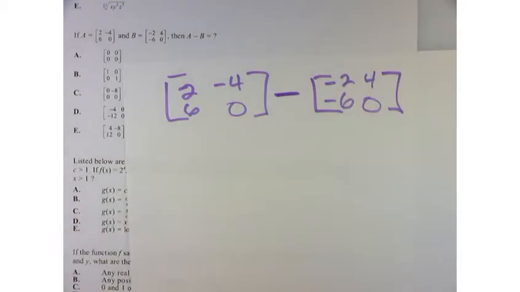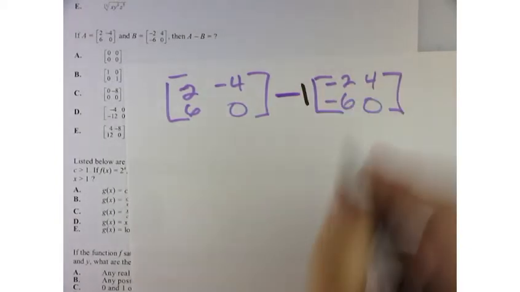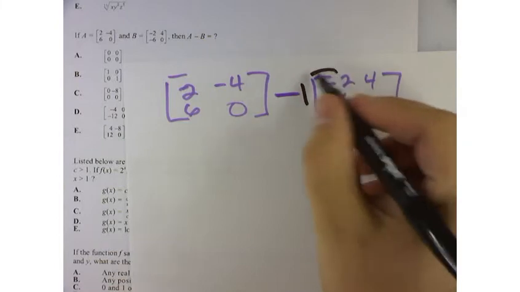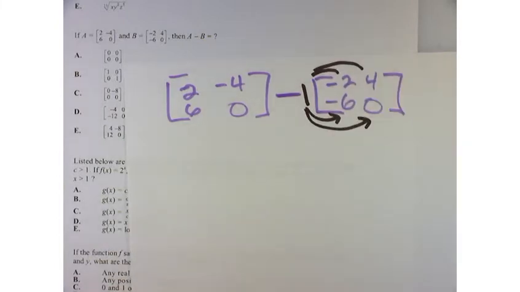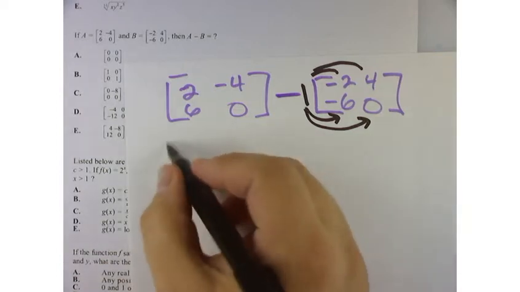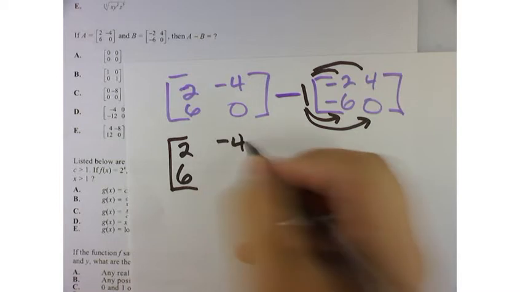Alright, so what we want to do is push this -1 through the matrix. When I multiply the matrix by -1, it's like distributing it to every term in the matrix. So the first matrix, A, stays the same. So it's 2, 6, -4, 0.